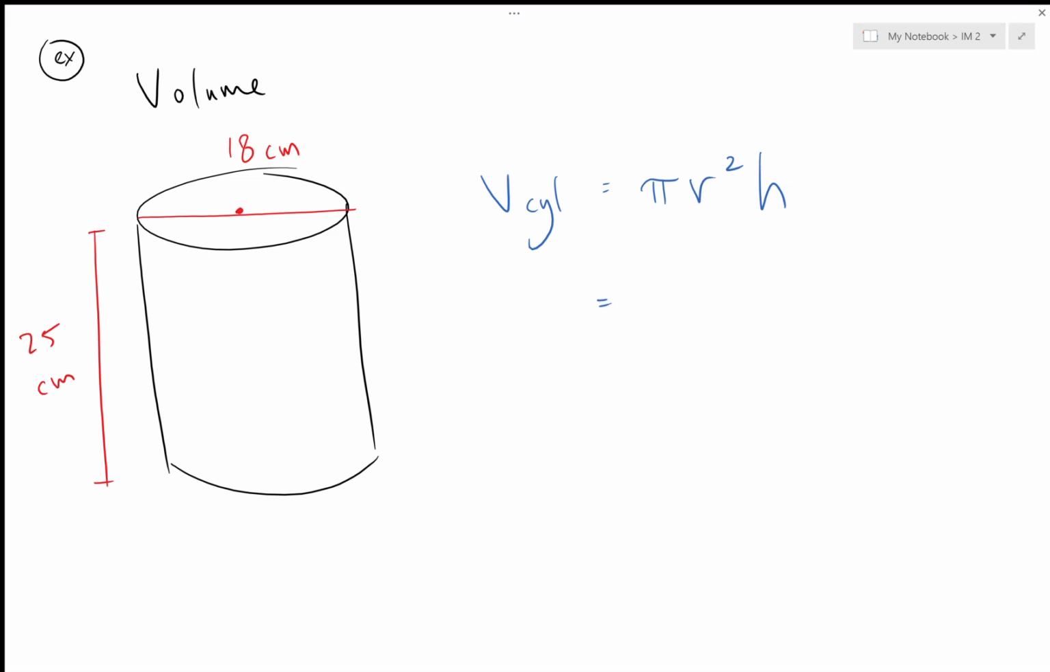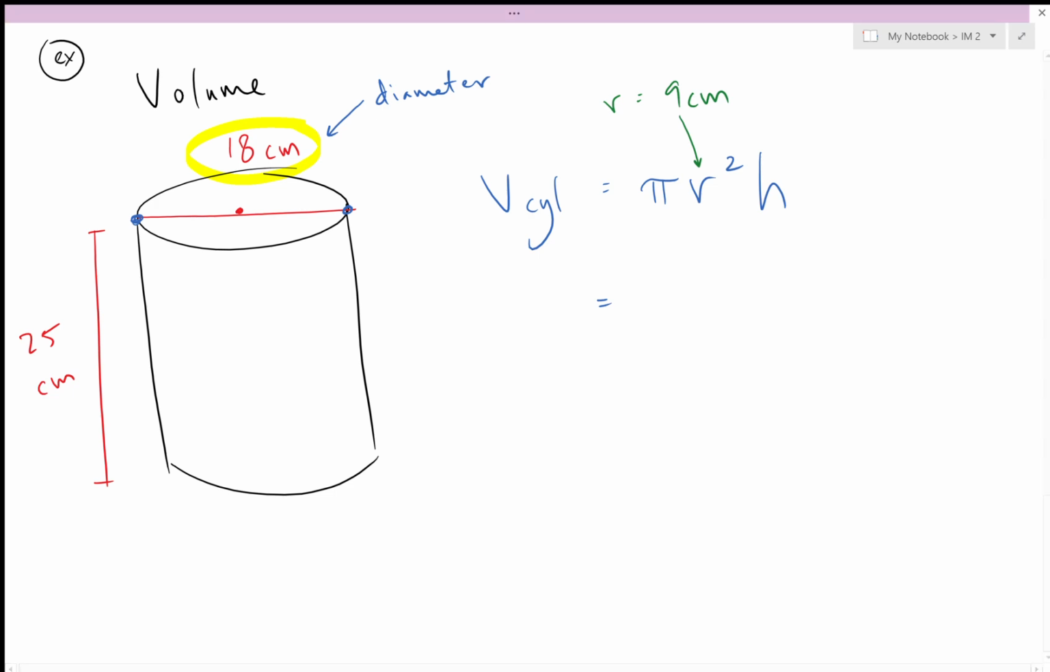So let's see. Do they give us the radius? Now, we see up top we have this 18, but if we look at the line connected to it, 18 goes from the side to the side, and that's not the radius, that's the diameter. But if I know the diameter, the radius is just half of that. So half of 18, the radius, would be 9 centimeters. So that's actually the number we want to plug in there for radius. Now, do they give us the height? Yes, 25 centimeters. So let's plug it in.